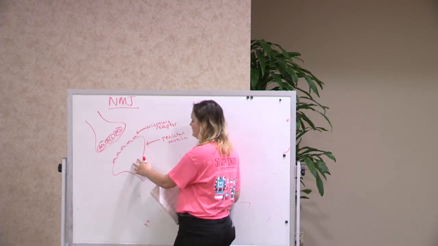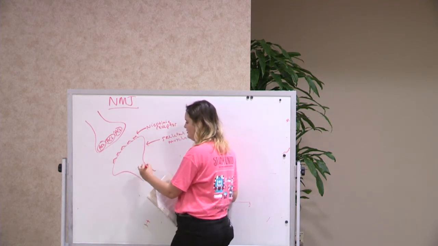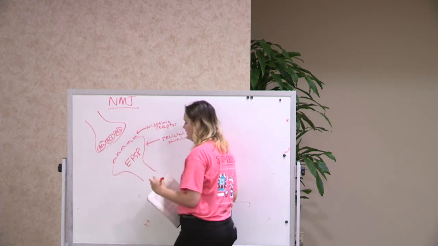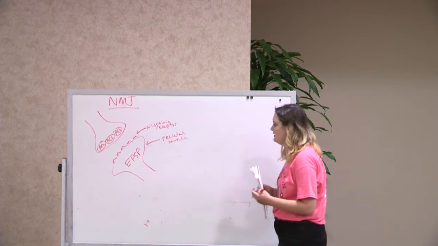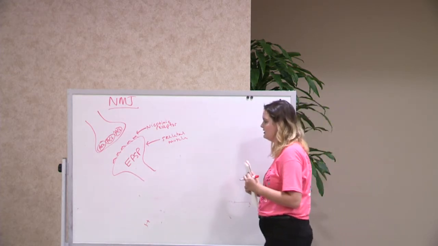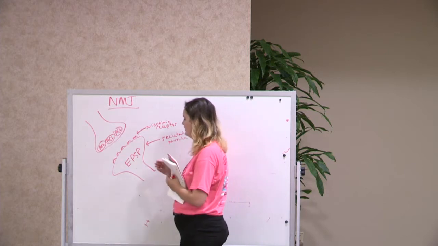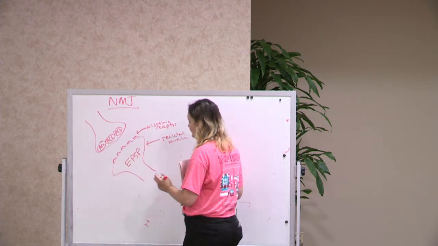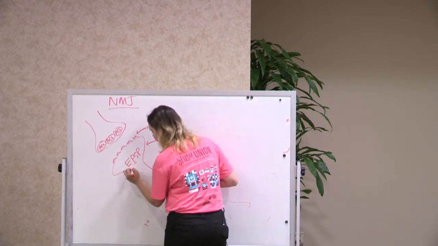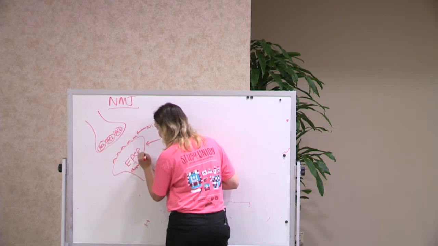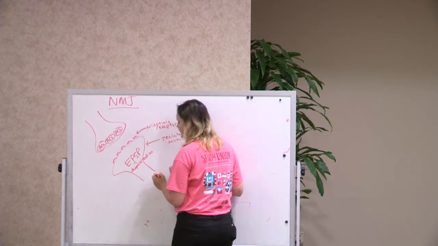This is going to cause muscle contraction, so it's going to cause an EPSP. An EPSP is excitatory postsynaptic potential, so it's the effect that the neurotransmitter has on the postsynaptic cell. So this is going to cause depolarization, so that's another way you can think of an EPSP: a depolarization of the cell.